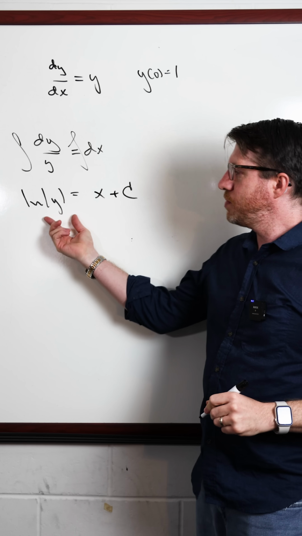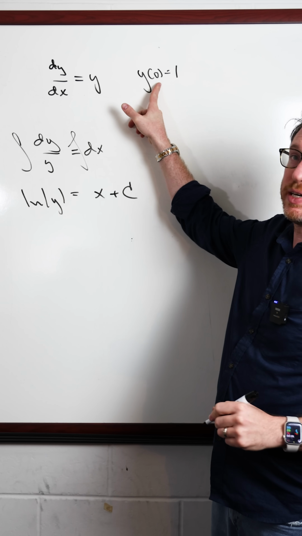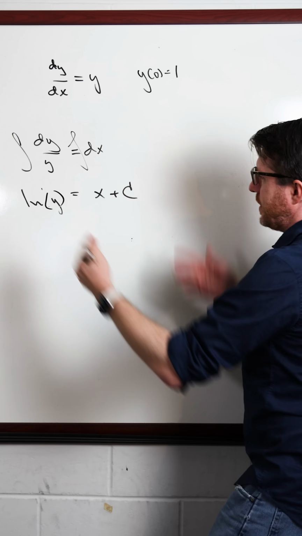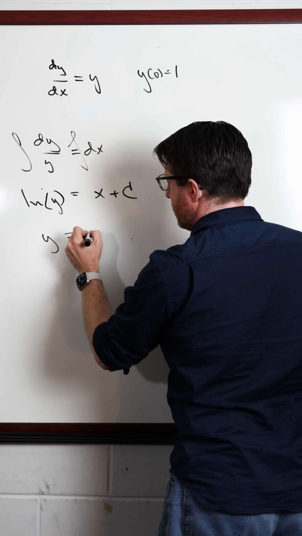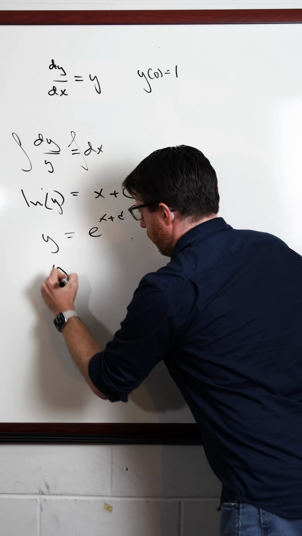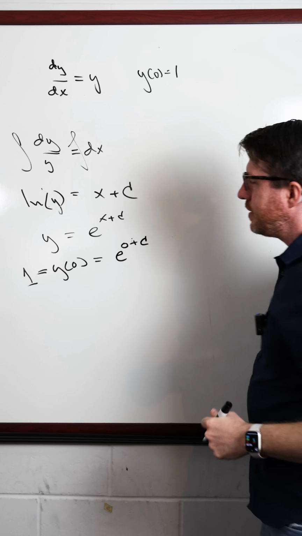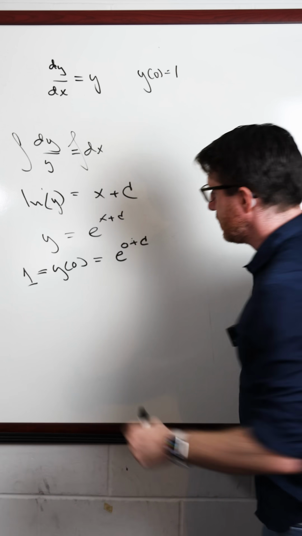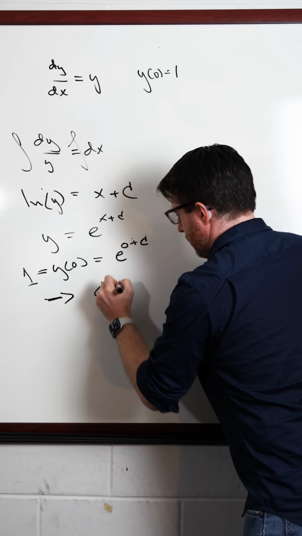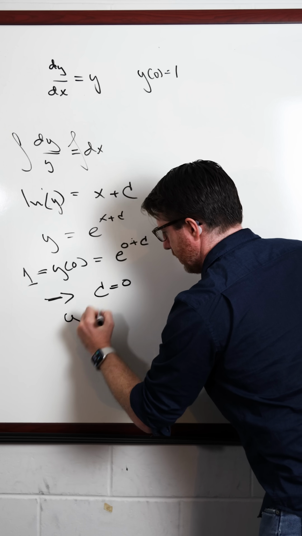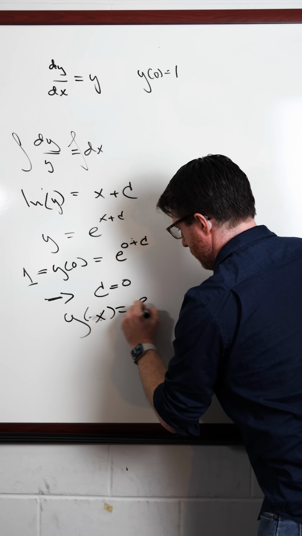And we're just going to assume that y is positive. At the very least, we know y is positive here because it starts positive. Exponentiate both sides, and you get y is equal to e to the x plus c. y of 0 is equal to 1, so e to the 0 plus c is equal to 1. And so then, if I want to figure out what c is, through logarithms, c is equal to 0. So again, we get y of x is equal to e to the x.